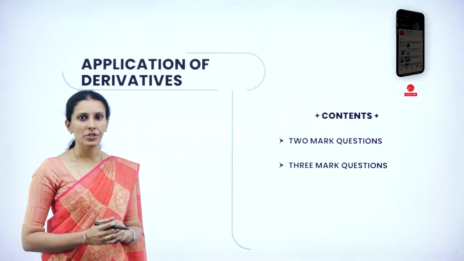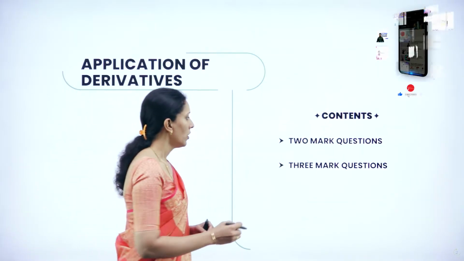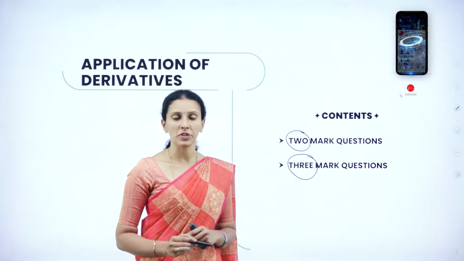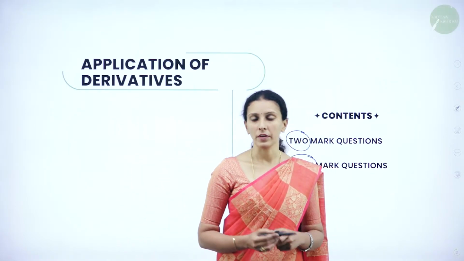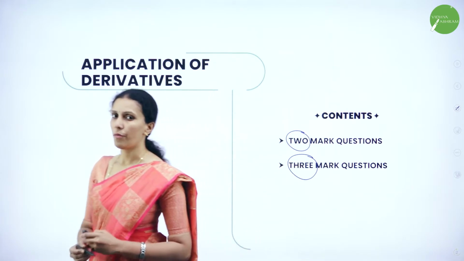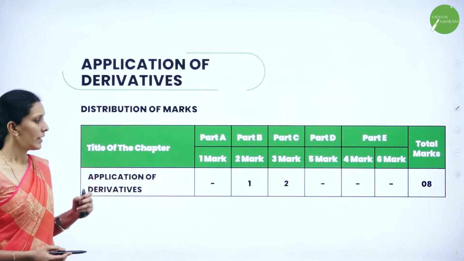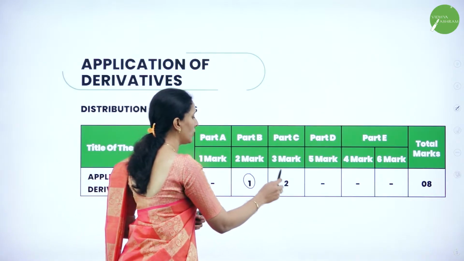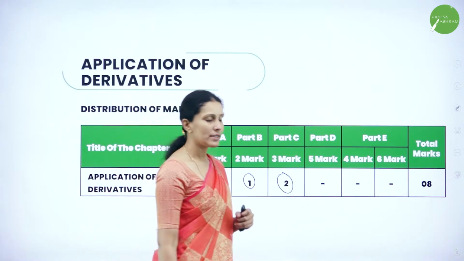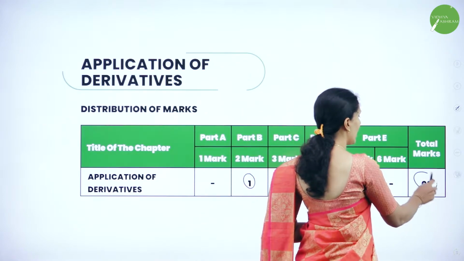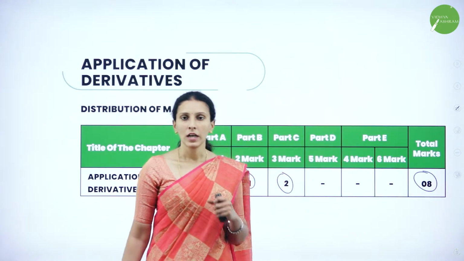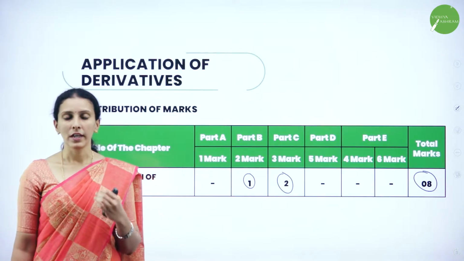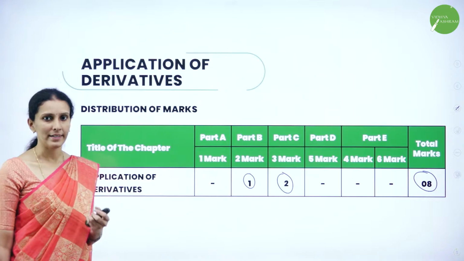So in this session, we will be discussing 2-mark questions as well as 3-mark questions from the chapter Application of Derivative. Let's see the distribution of marks from this chapter. In this chapter, you will be having 1 2-mark question and 2 3-mark questions. So in total, you will be having 8 marks from the chapter Application of Derivative. Let's see the type of question they may ask you for your examination.